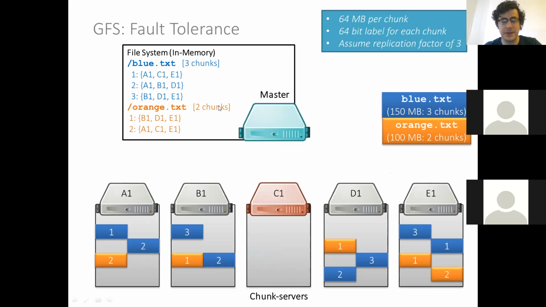Okay, so what happens then? It figures out, okay, we need another copy of these. We only have 2 copies. So it will assign 2 new replicas here. And it will say, for example, hey, A1 copy blue 1 to B1, and it will say, okay, E1 copy orange 2 to D1. Okay. So it somehow automatically monitors and makes sure that the replication factor is satisfied in the case of failures.